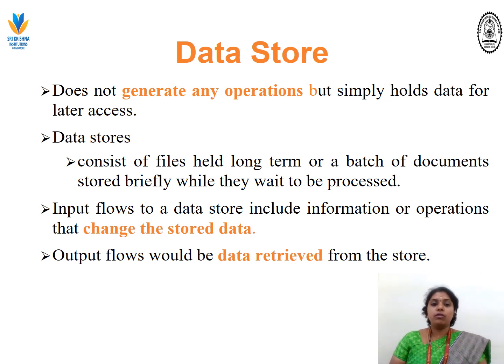The input flow to a data store includes the information or the operation that can change the data store. And the output flow would be the data retrieved from the data store. All the data that can be stored by using the process is said to be the data store, and the data retrieved from the data store to the process is said to be the output flow of your data store.